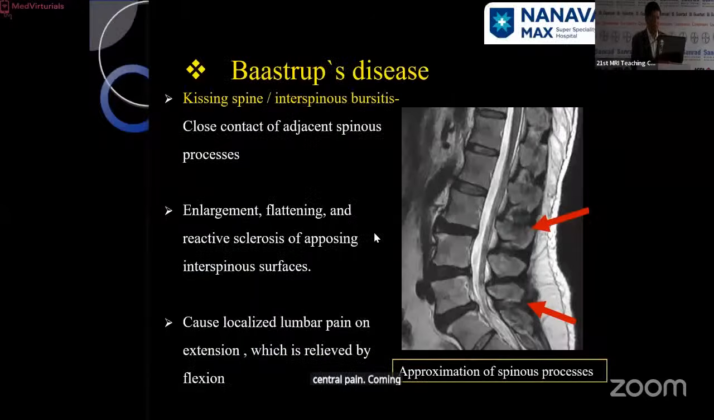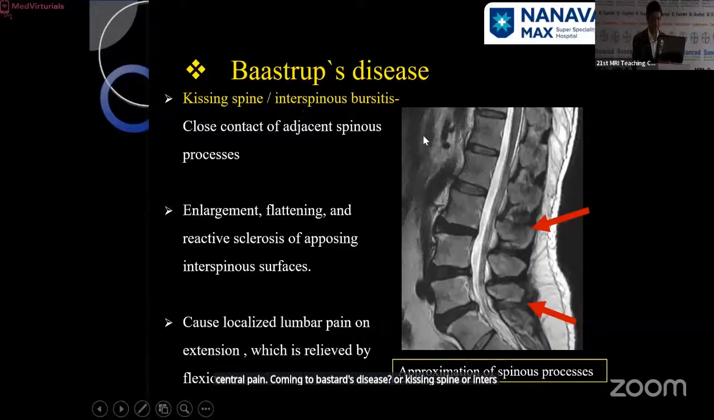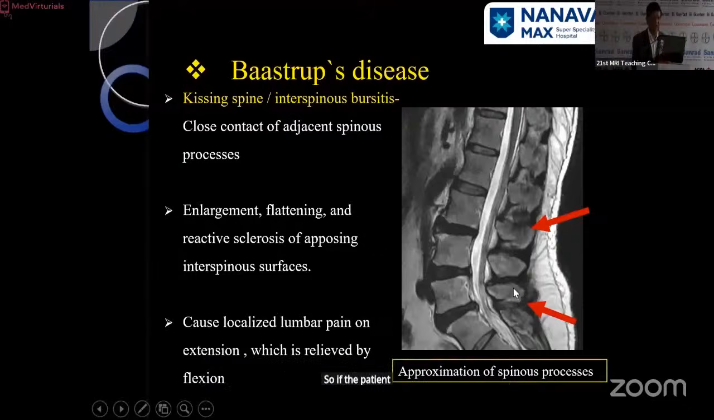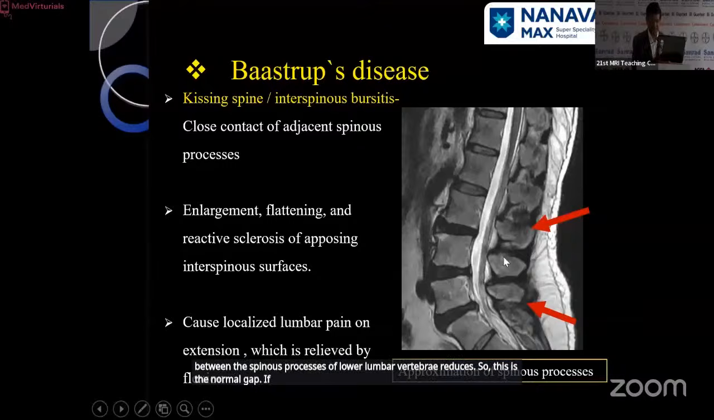Coming to Baastrup's disease or kissing spine or interspinous bursitis, as it is called, it is often missed because we tend to look at discs and facets and forget to look at interspinous spaces. So if the patient has exaggerated lordosis, the gap between the spinous processes of lower lumbar vertebrae reduces. So this is the normal gap. If you see here, it has significantly reduced because of exaggerated lordosis.